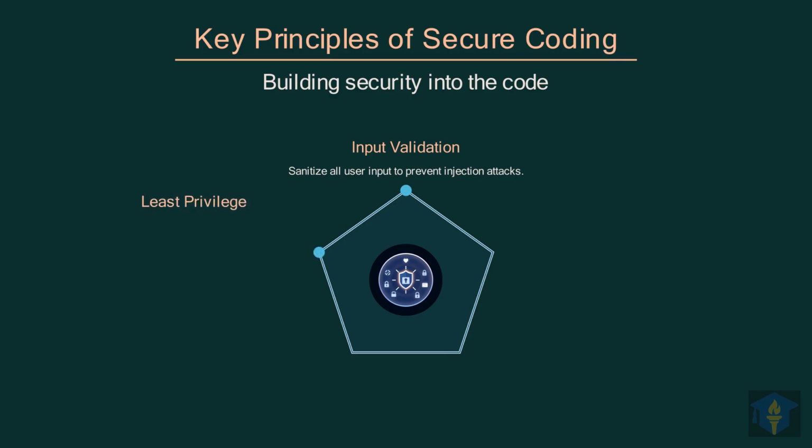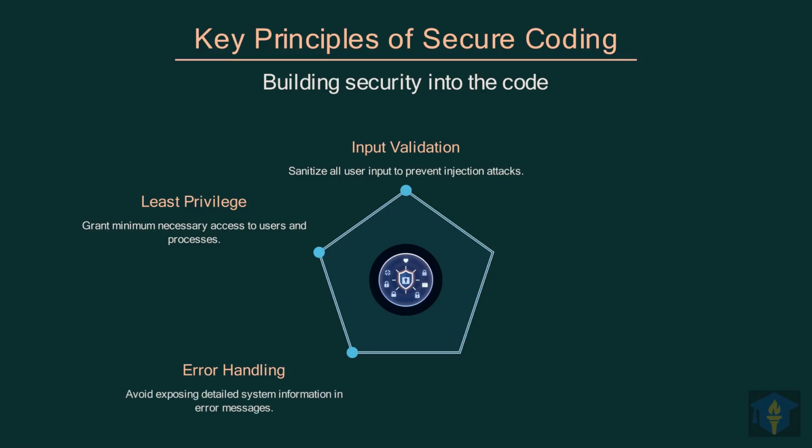Next, let's consider the principle of least privilege in designing your applications. This means granting only the minimum necessary access to users and processes at all times. Effective error handling is another vital principle for writing secure and stable code. Make sure to avoid exposing sensitive system details in error messages to potential attackers.